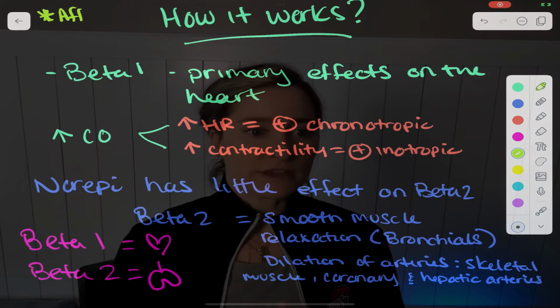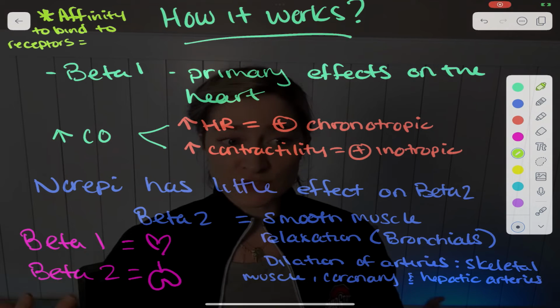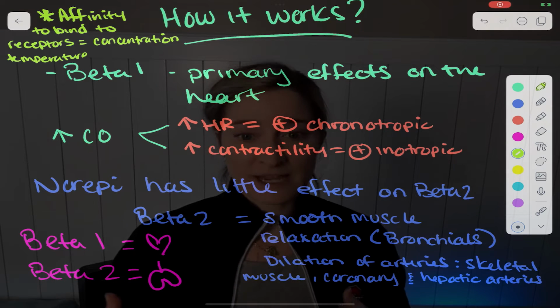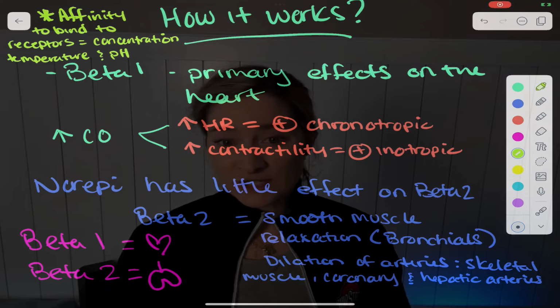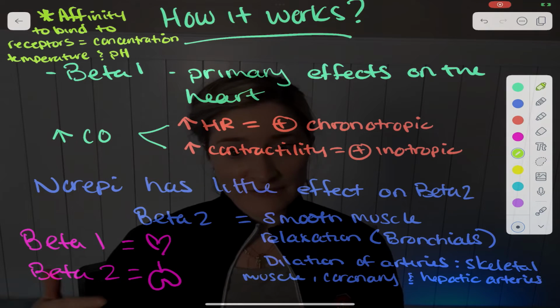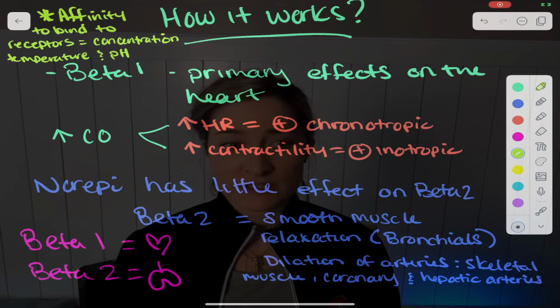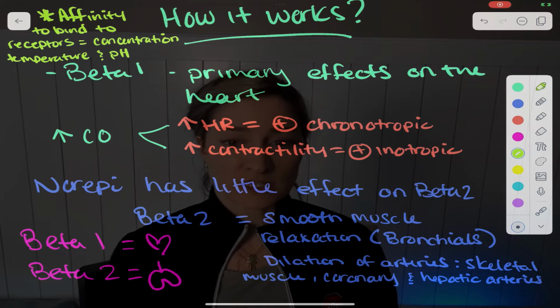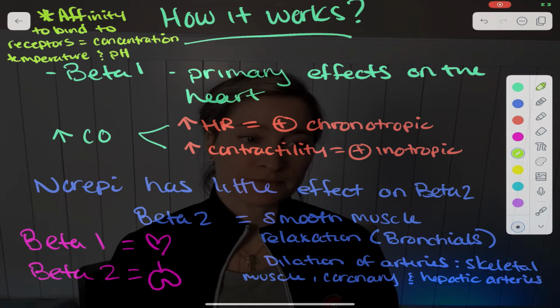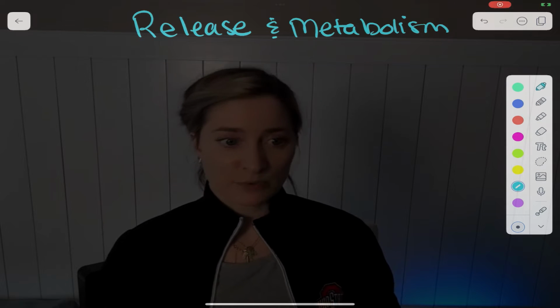All right. The affinity to bind to receptors is affected by concentration, temperature, and pH. Therefore, when your patient is kind of circling the toilet and getting more acidotic, you're going to have to titrate up on the Levophed, and that is why. So again, temperature plays into account, pH as well as concentration of the drug. Let's get into the release and metabolism at this point.